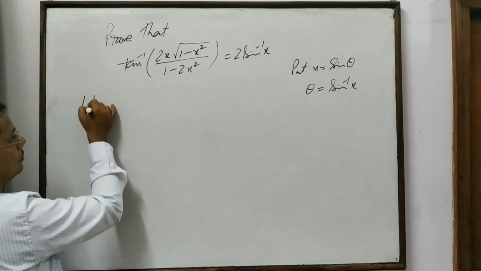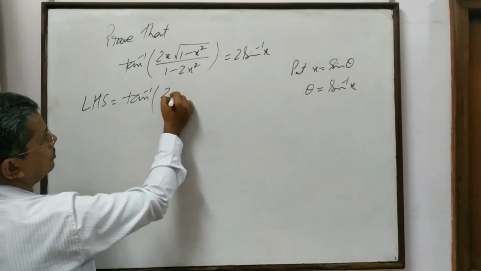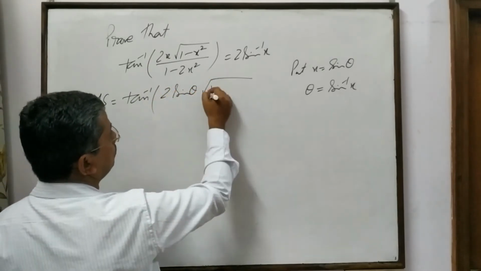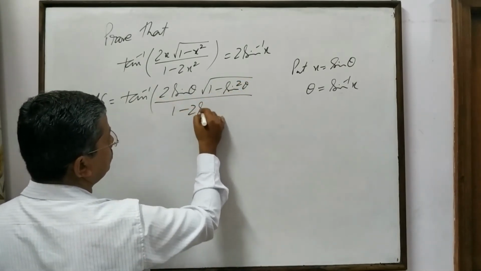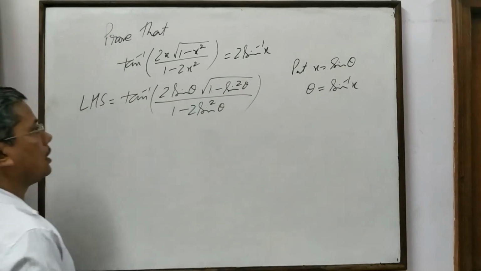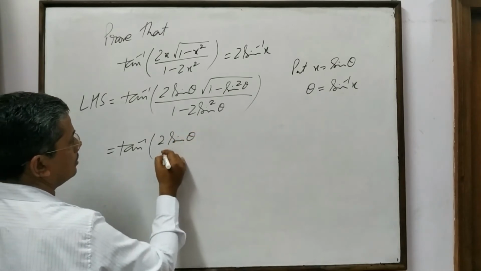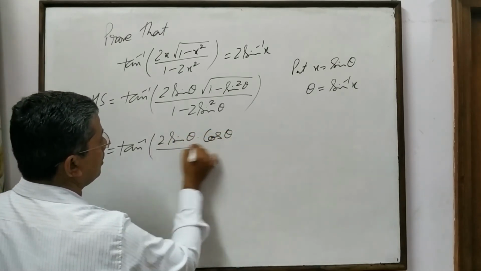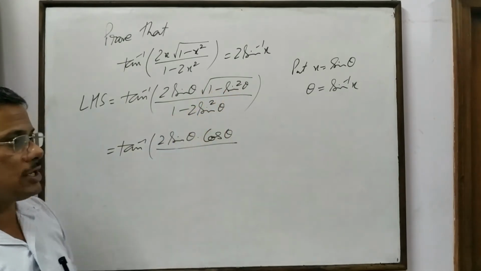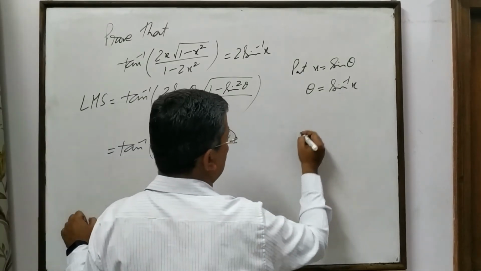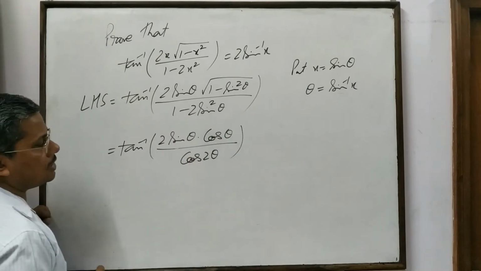Using that, take the left hand side. Put sin theta in place of x: tan inverse of 2 sin theta into under root 1 minus sin square theta upon 1 minus 2 sin square theta. Now this is tan inverse 2 sin theta into cos theta upon 1 minus 2 sin square theta. 1 minus sin square theta is cos square theta, so the root is cos theta, and 1 minus 2 sin square theta is cos 2 theta.